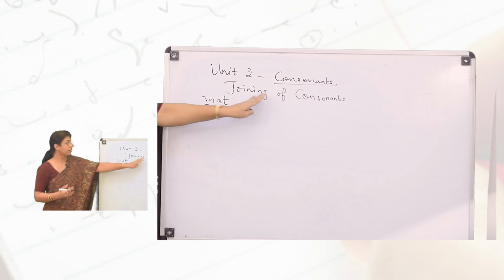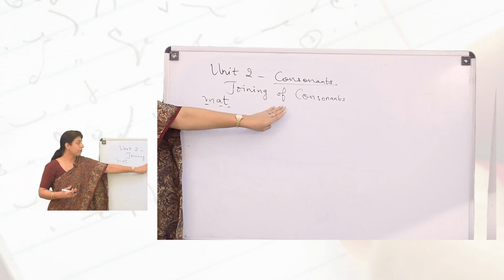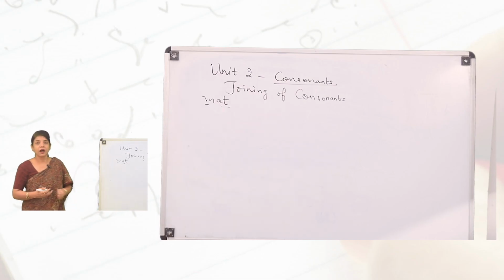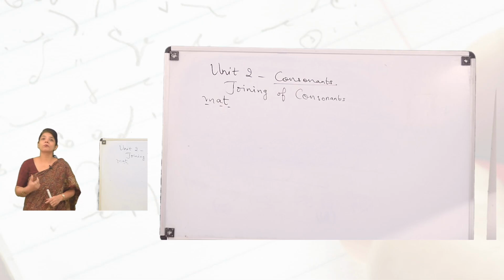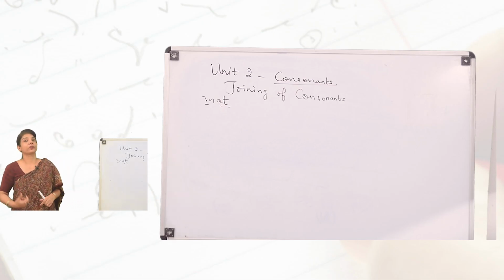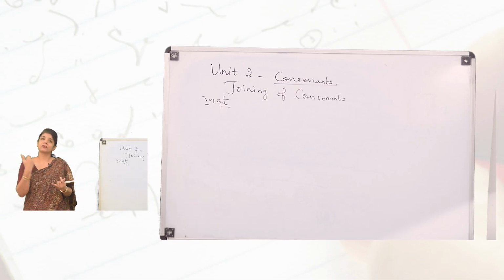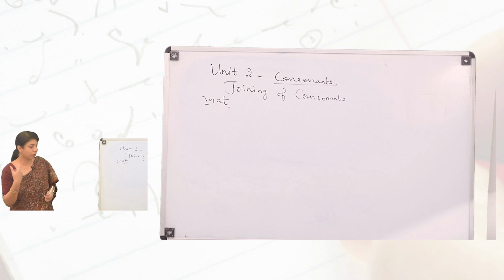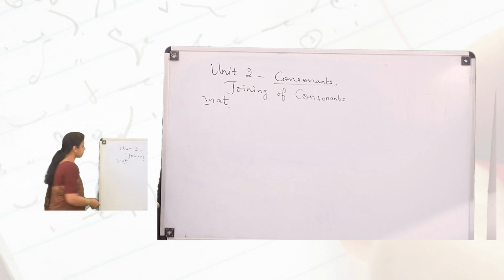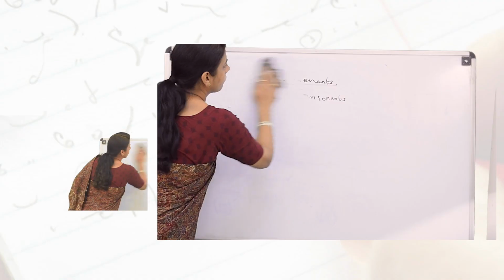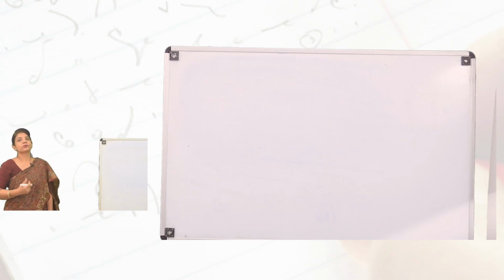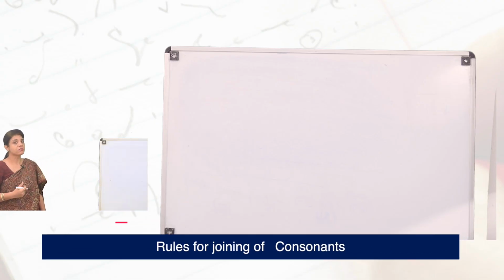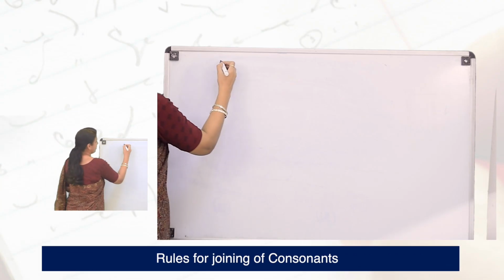This is why it is a very, very important thing for you to learn how to join the consonants, and we'll discuss that we have 3 places where we have to join the consonants: first place, second place and third place. I'll tell you what these places mean. First of all, we are going to discuss a few important rules while joining the consonants.